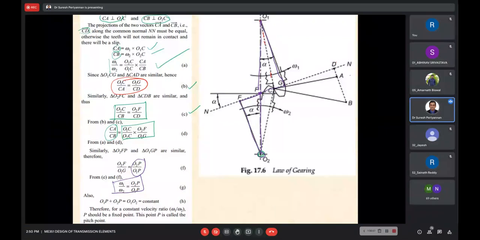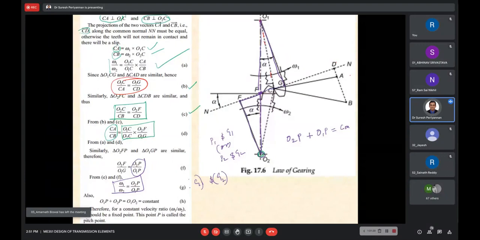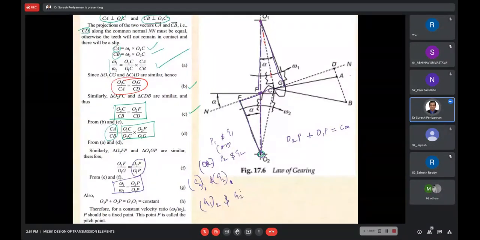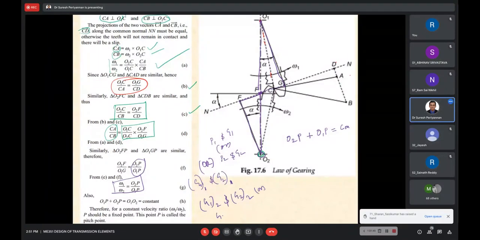Then this O2P plus O1P must always be constant, whether it is gear 1 teeth 1 and gear 2 teeth 1, gear 1 teeth 2 and gear 2 teeth 2, or gear 1 teeth 3 and gear 2 teeth 3. When you are engaging, this should not change. This is the law of gearing. The P is always constant.